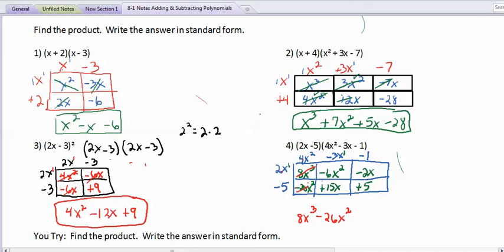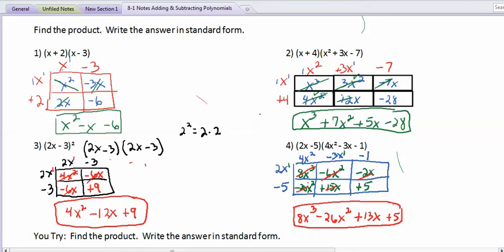And I use those two. And then I have 15 and a negative 2, so 15 minus 2 is 13, and it's going to be positive 13x. So I use those two, and now I have a positive 5. And there's my answer for number 4.